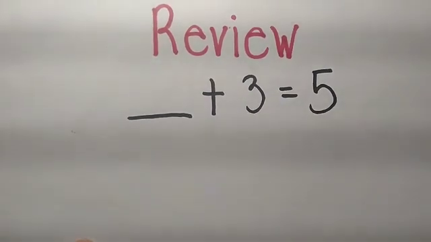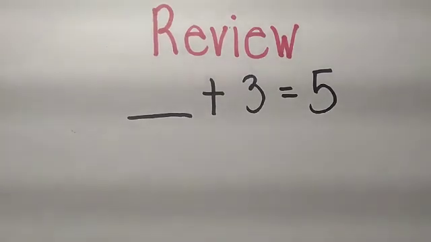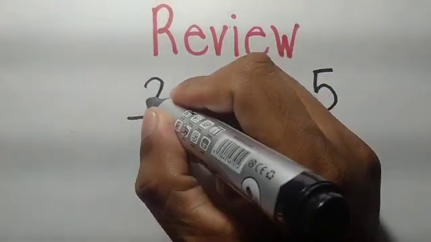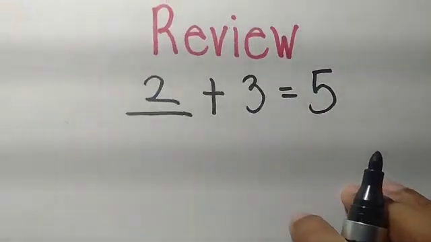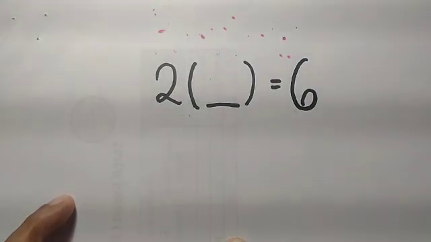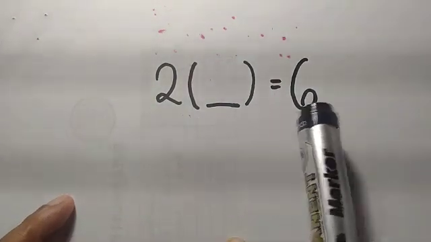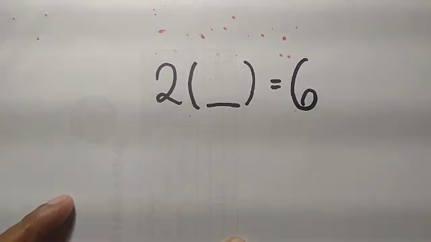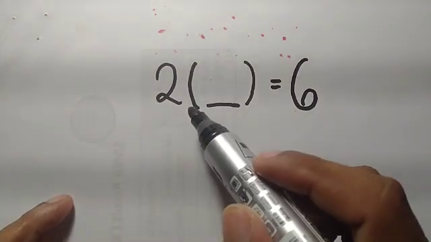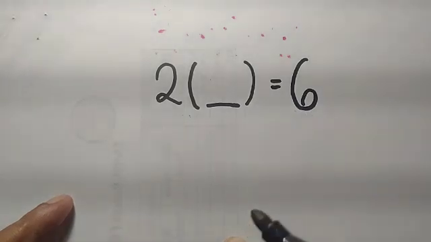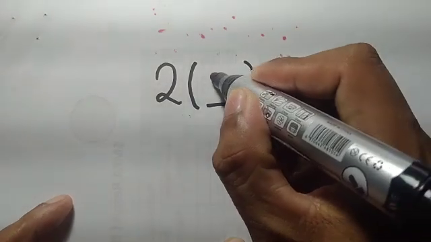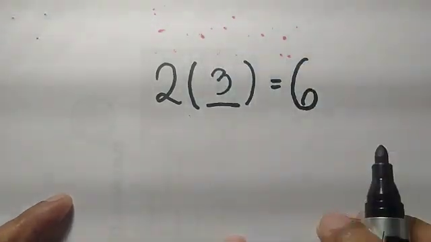Okay, so the answer is 2. Correct. Next, 2 times blank equals 6. So what number should we multiply to 2 in order to arrive at 6? Okay, so the answer is 3.